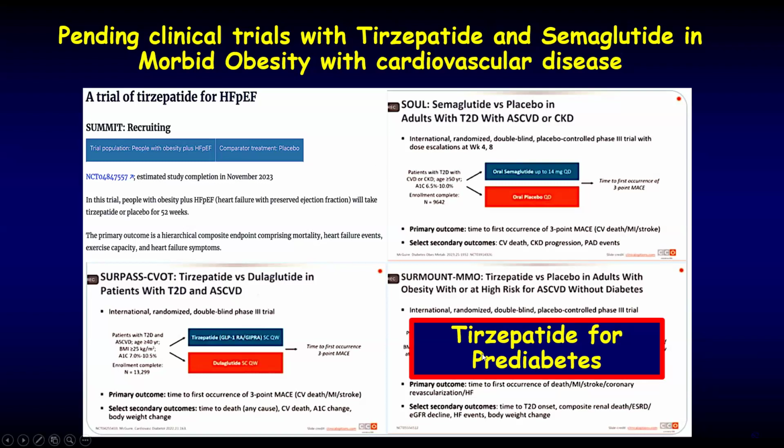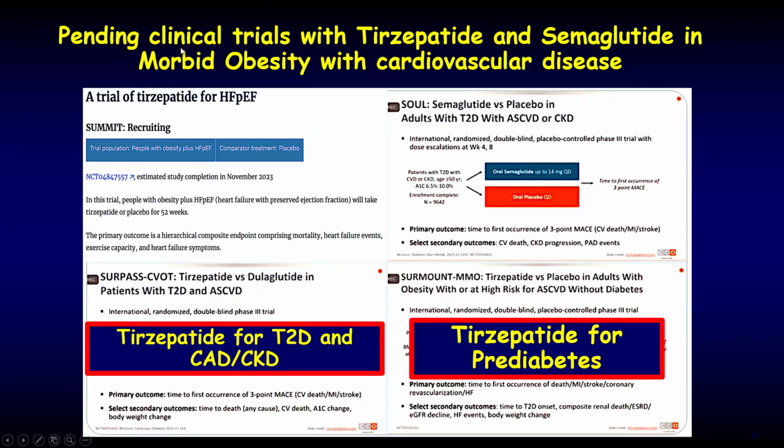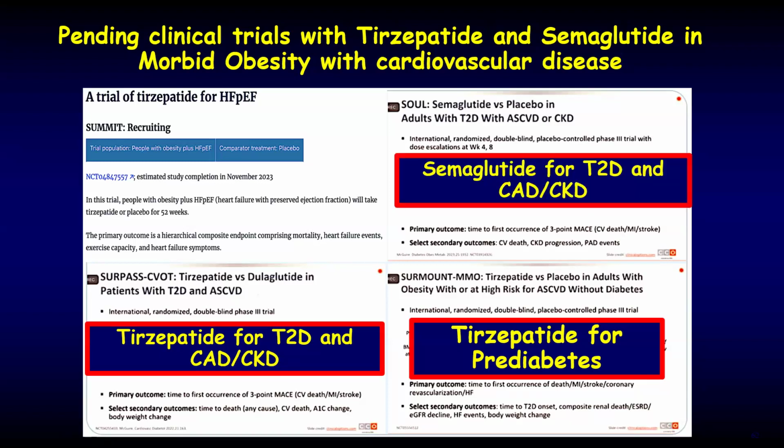We're going to have results in about a year. Then we're going to have two trials, one with Mounjaro and one with Ozempic for diabetics, to see if it prevents coronary progression in diabetes. And last but not least, what I'm really excited about, because I always said for 20 years, heart failure with preserved ejection fraction is a metabolic disease. It's a diabetic disease. That's why we haven't made any progress in heart failure.